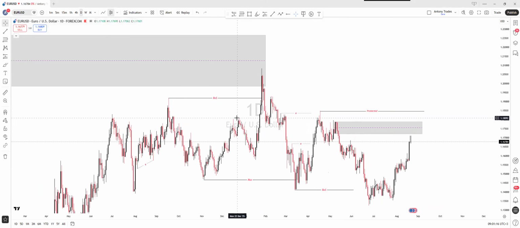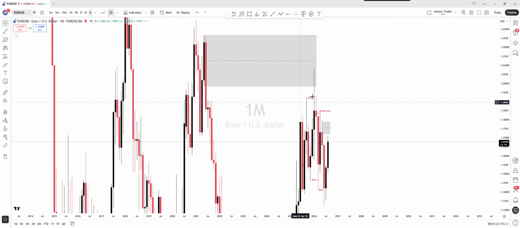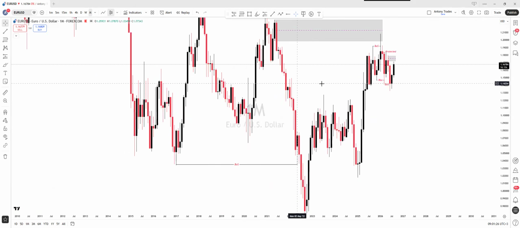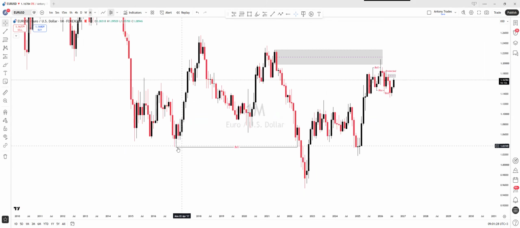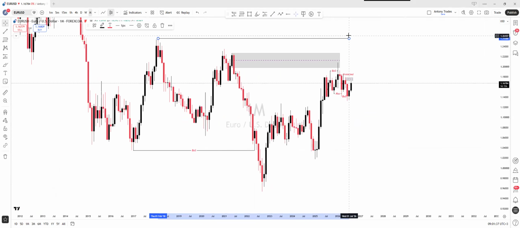If you look closely, we can see that the Euro USD reacted from this higher time frame point of interest. If you go to the monthly time frame, you'll be able to see where the Euro USD reacted from. Looking at the monthly time frame, we can see that we have a break of structure to the downside here. We have a BOS, meaning now this is our protected high. So we have this one as our protected high, that is our lower high, and then we have our lower low down here.